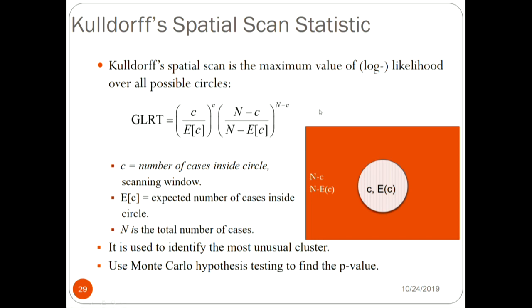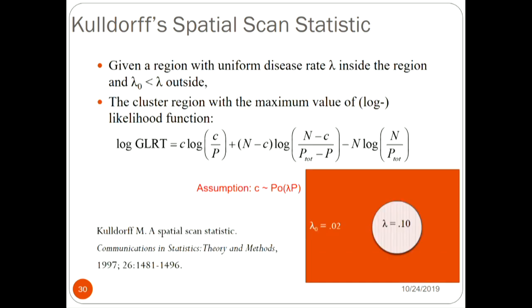So the cutoff type spatial scan statistic assumes the count C here is generated by a Poisson distribution with a mean, for example, lambda. So in that case, the observed counts are proportional to the intensity lambda and the population P here. It is assumed that inside the circle we have higher intensity of lambda compared to the intensity outside of the circle.